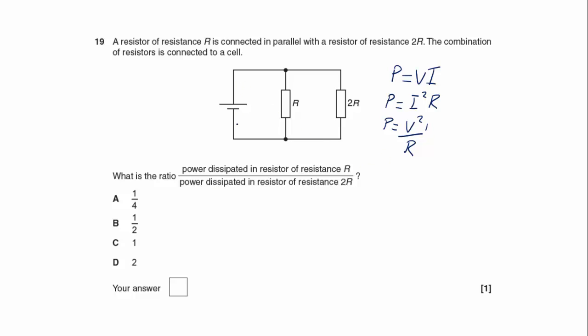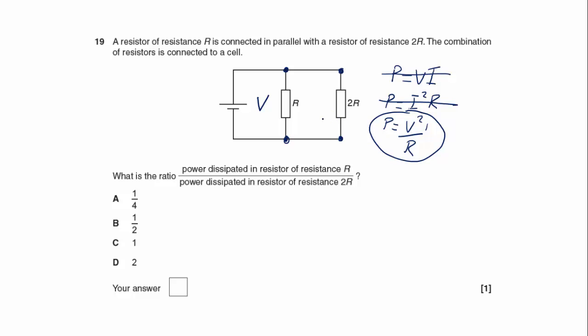Because these are in parallel, both this resistor here and this resistor here are going to have a potential difference over them of V. So V is constant because they've both got the same potential difference, but because they've got different resistances, they're going to have different currents. So we want to avoid the equations that have got current in them, and that just leaves us with this one.